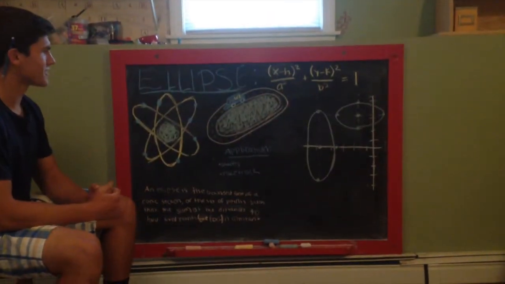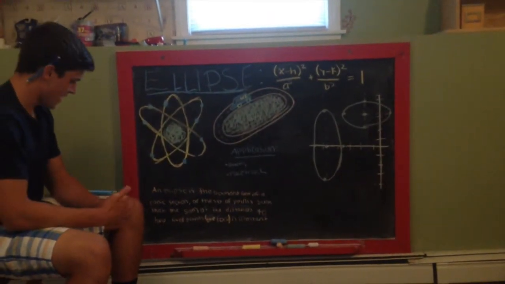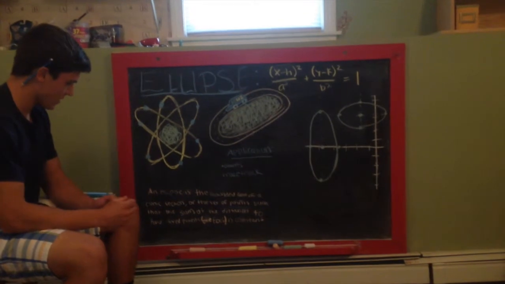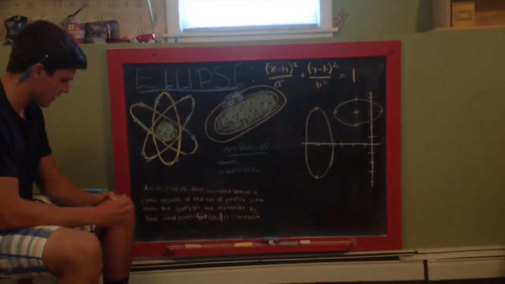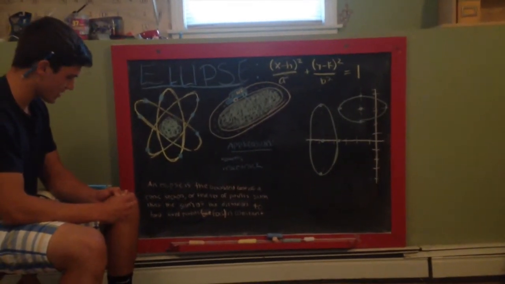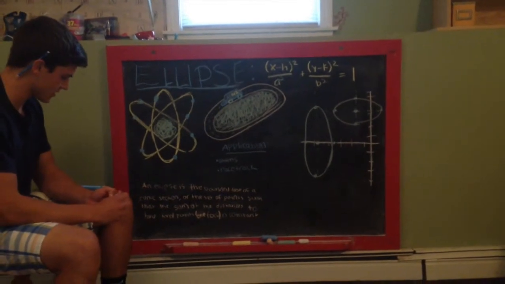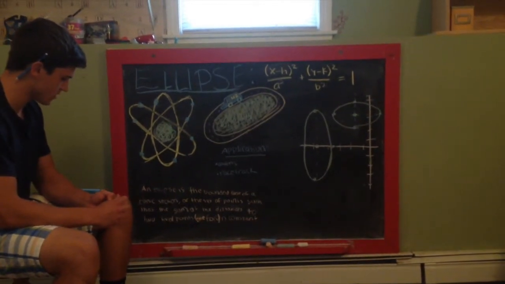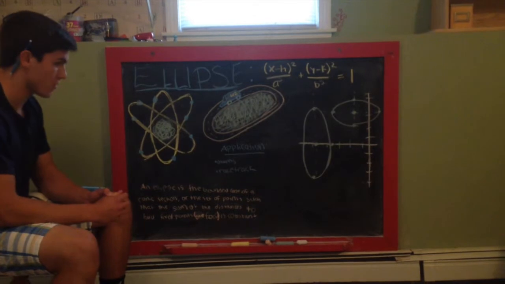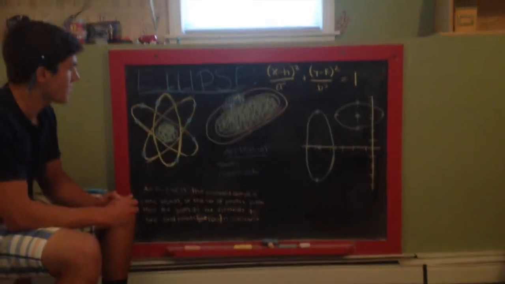The second conic section is the ellipse. An ellipse is usually defined as the bounded case of a conic section, or as the set of points such that the sum of the distances to fixed points, the foci, is constant.